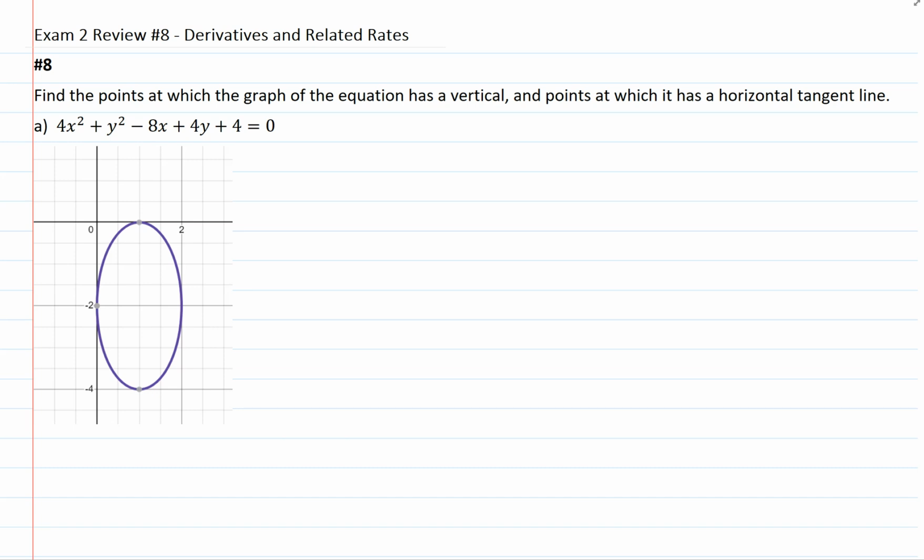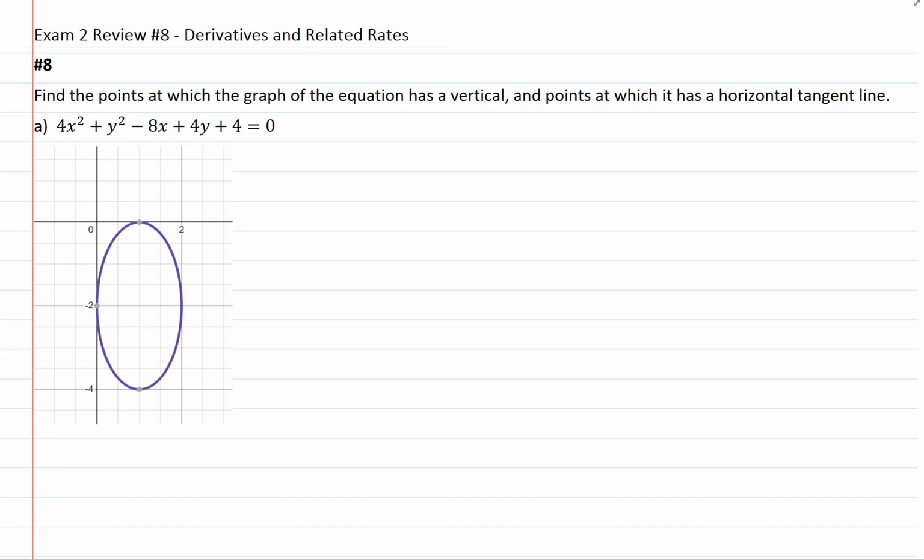This is Review 2, question number 8. It has to do with implicit differentiation because we have an equation of an ellipse here where x and y are all mingled together. Our job is to find out when the graph has vertical tangent lines and when it has horizontal tangent lines.